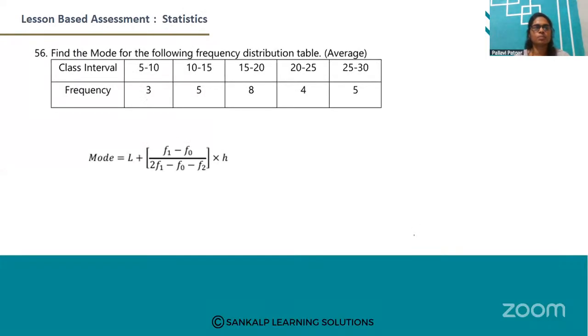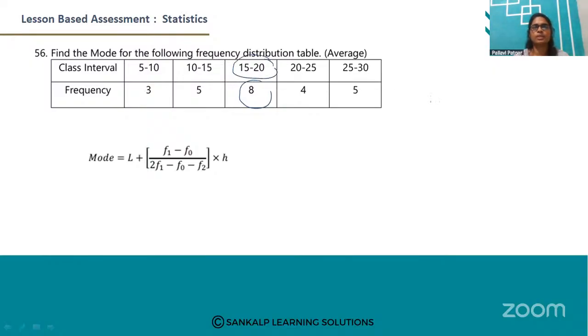Look at question number 56. Find the mode for the following frequency distribution table. Identify the modal class and the variables for the formula. The modal class is the class interval with the highest frequency. In this case, the highest frequency is 8, which corresponds to the class interval 15 to 20.